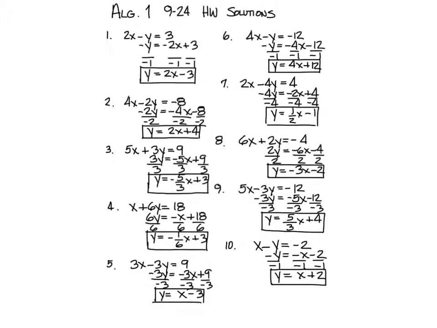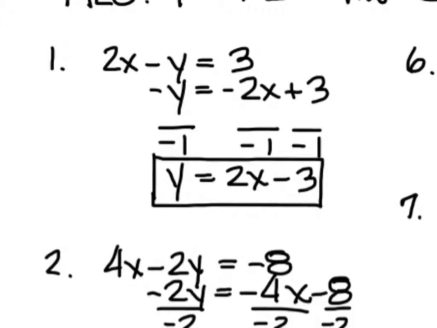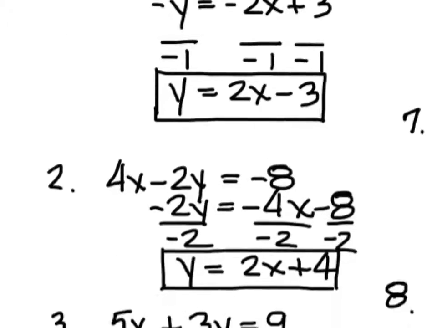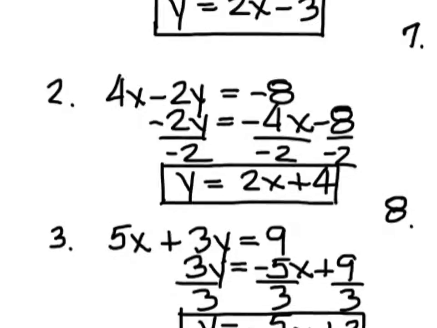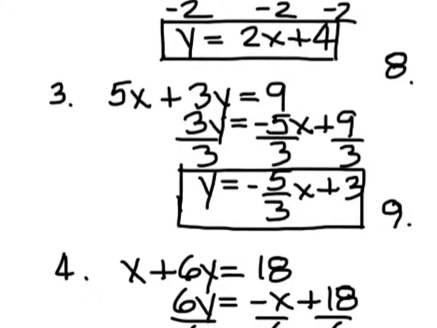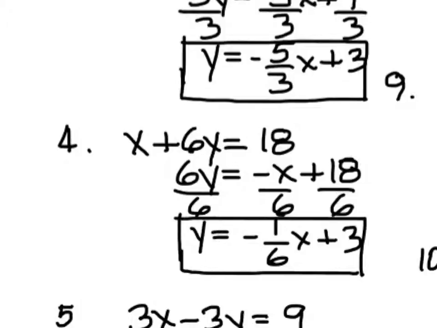Here are the homework answers. We're going to look at all the equations first. So for number 1, you should have y equals 2x minus 3. Number 2 is y equals 2x plus 4. 3 is negative 5/3 x plus 3. 4 is negative 1/6 x plus 3.